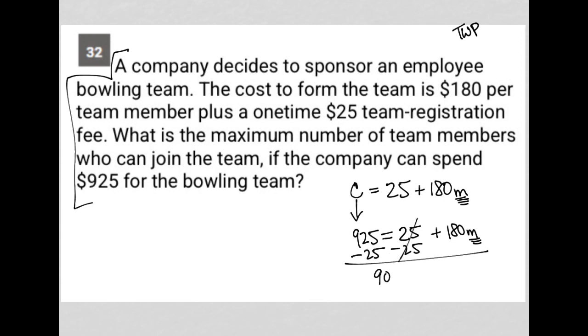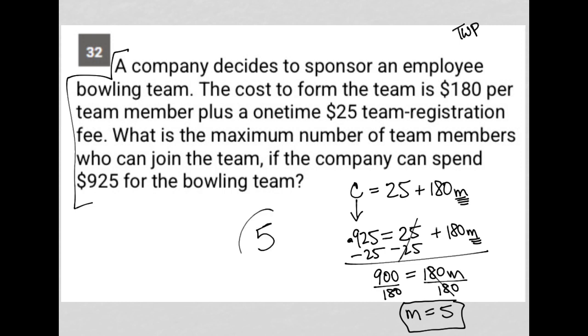I end up with 900 equals 180M. I divide both sides by 180. And what I get by doing that is that M is equal to 5. So we can have a maximum of 5 members joining this bowling team if the company doesn't want to spend over $925. So the answer here is 5.